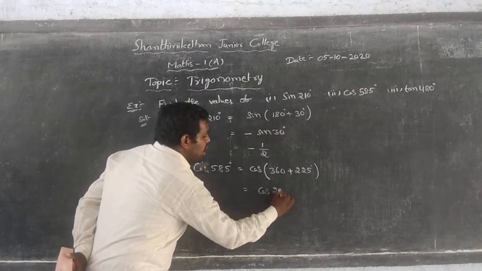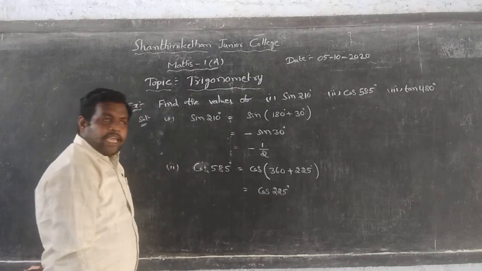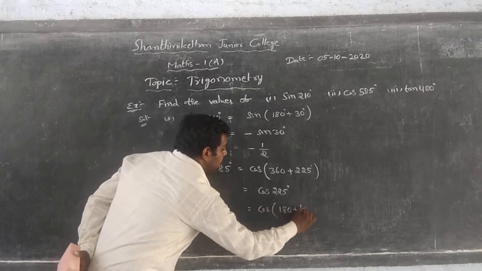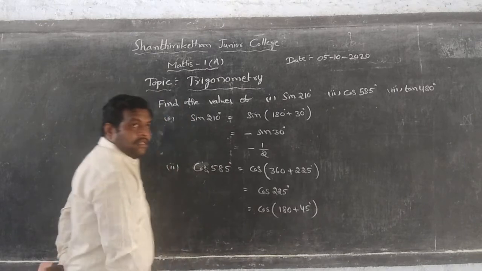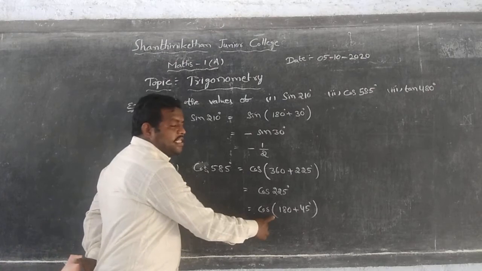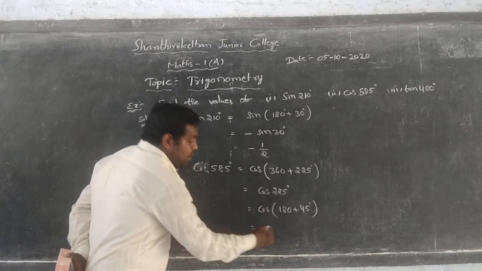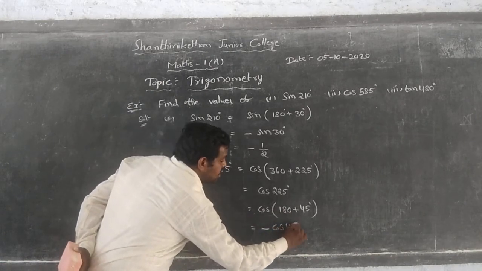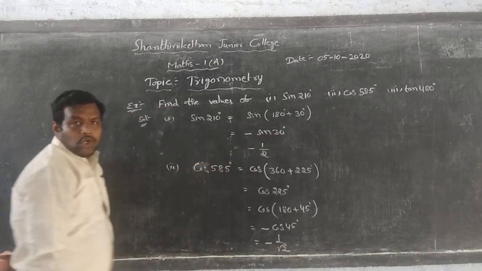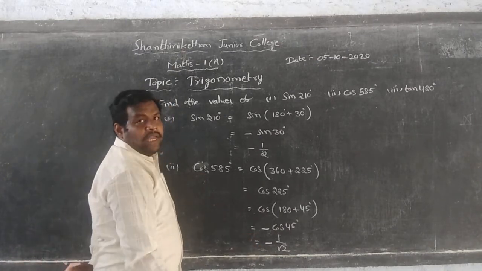Cos 225. We don't know the value of 225 degrees. Again, by using related angles, 225 can be written as 180 plus 45 degrees. 180 plus theta is in which quadrant? Third quadrant. In the third quadrant, cos is negative. 180 is an even multiple, so there will be no change. Cos 45 degrees, we know the value of cos 45. What is the value of cos 45? 1 by root 2. So cos 585 degrees value is also minus 1 by root 2.